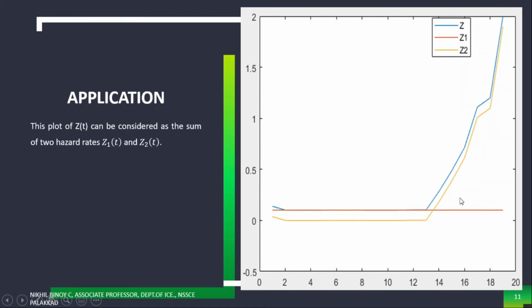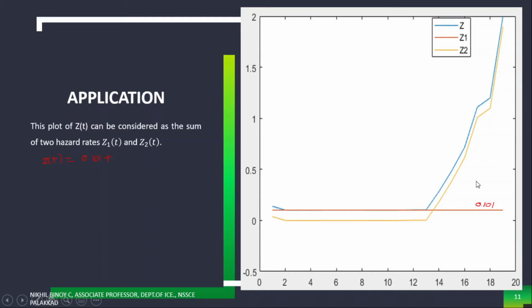So please note this blue colored one. This blue colored one is the given failure rate. This one is the failure rate of table 1, the blue colored one. So we can write it as Z of t. That is equal to, now I told you we have to represent the constant value by using a constant hazard model. So this constant value is 0.101. So there is no need to write Z1 of t directly. We can write that value 0.101, that is Z1 of t, the constant value, plus. So the red color is 0.101.